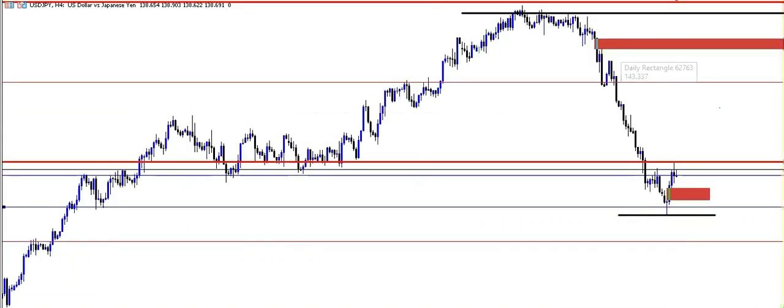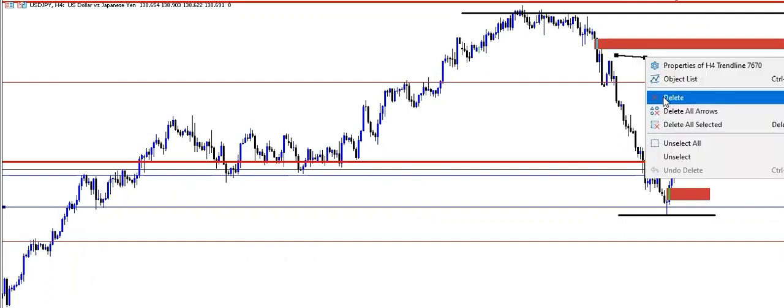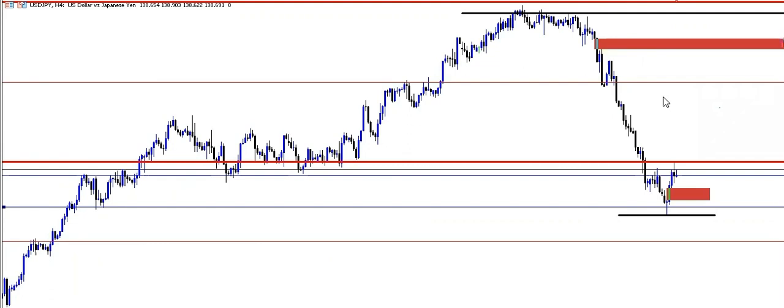So this is the last structure for daily. This is the last structure for H4. So we're expecting a deeper retracement. Some people trade retracement comfortably, some don't. So it will be nice if we also see some kind of retracement.